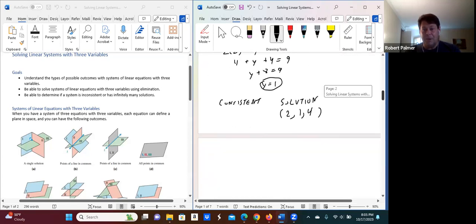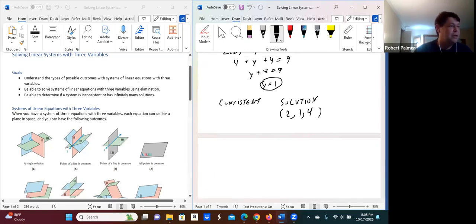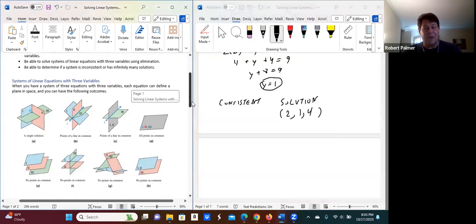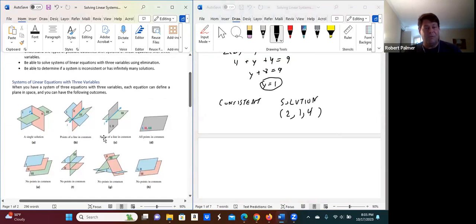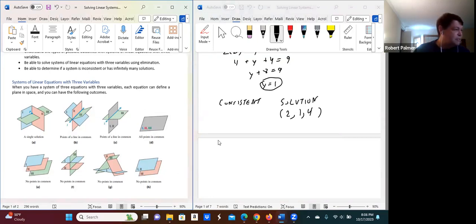Okay, now let's take a look at a couple of examples where you may have either inconsistent systems or you may have infinitely many solutions. So let's take a look at a couple of cases where it may be one of these other cases here. Either infinitely many solutions like B, C, and D, or no solution at all like these three. So let's take a look at the first example of that. And let me make sure I remember which one I want to choose. So number 2.